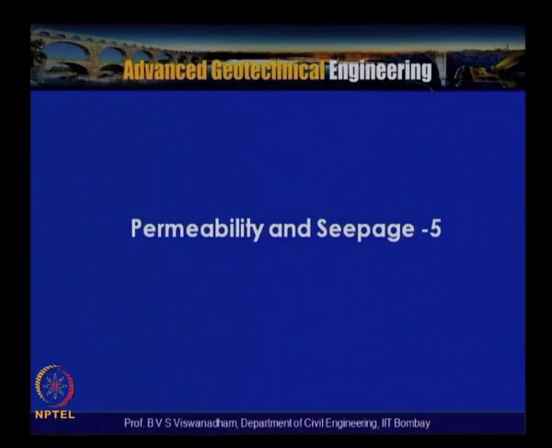and when we construct embankments or dams, we have different materials. That means two or three soils having different permeabilities. Then how can the flow lines and equipotential lines be constructed or drawn? We will be seeing that in this lecture. So, this is module 2, lecture number 5 in permeability and seepage.